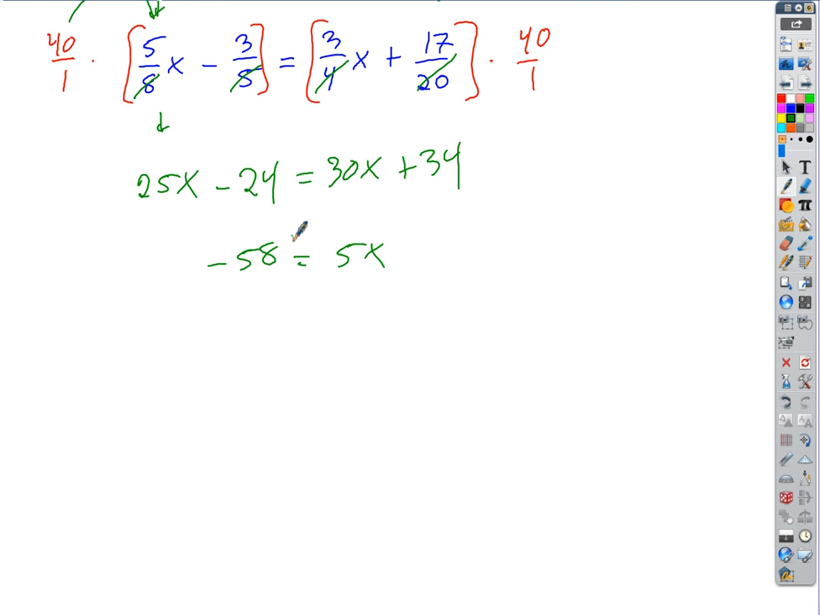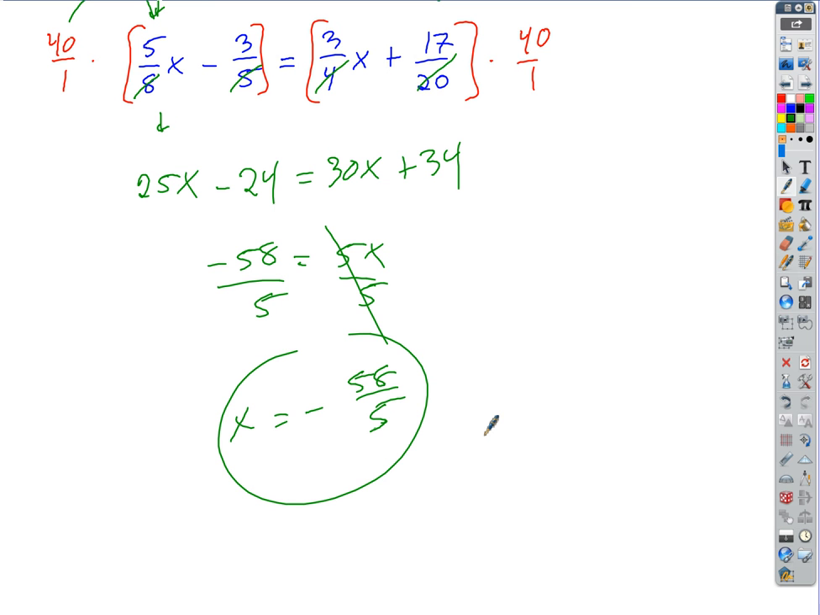Okay, and then I divide by 5, right? So I end up with x equals negative 58 fifths. Okay, I get a fraction in my answer, but so what? I didn't have to ever deal with the fractions. The only time I had to actually work with the fractions is when I wrote it down at the end. Right? Right. Okay.